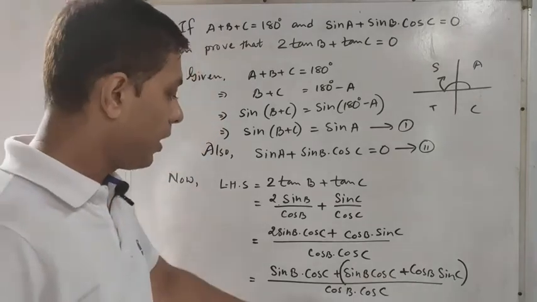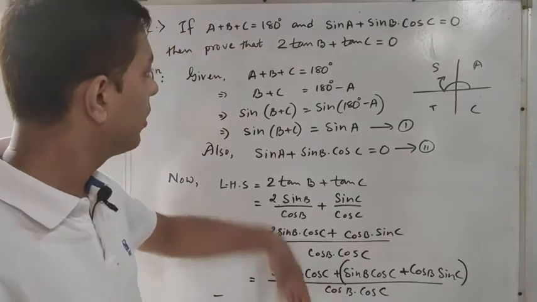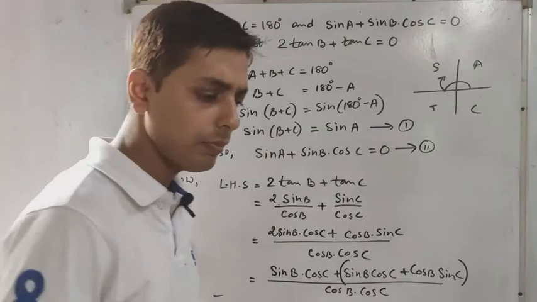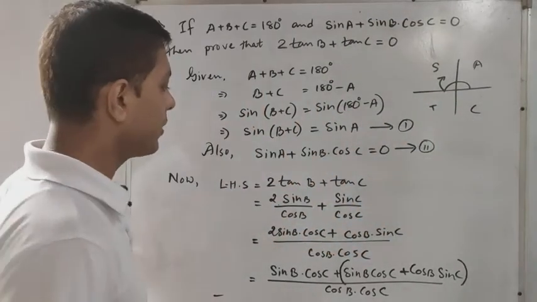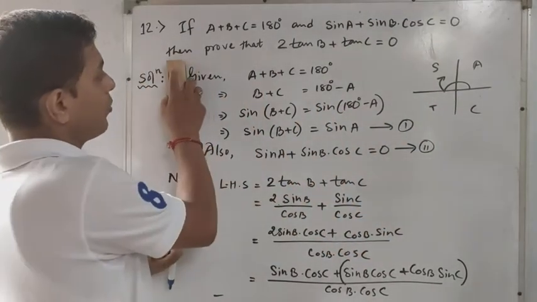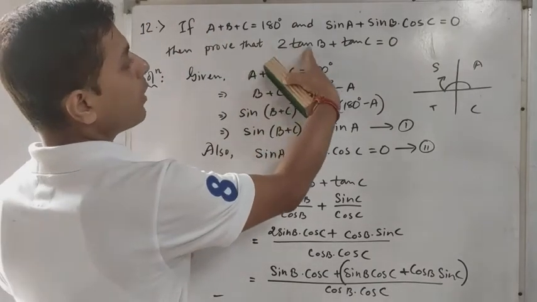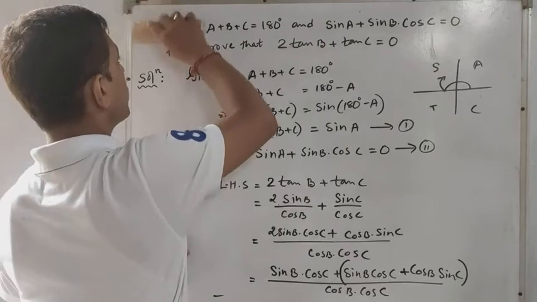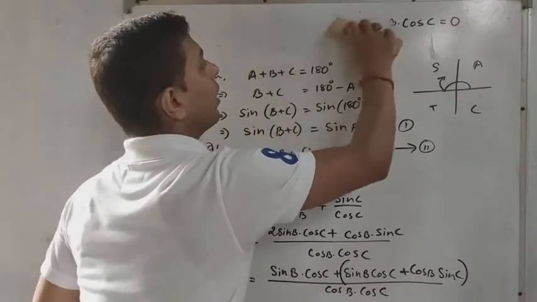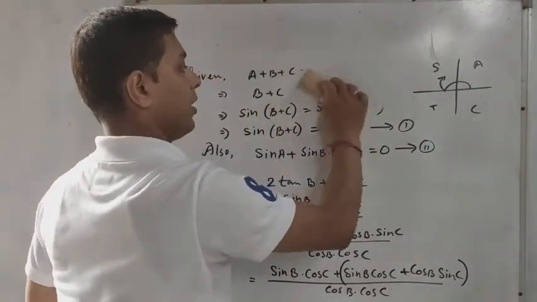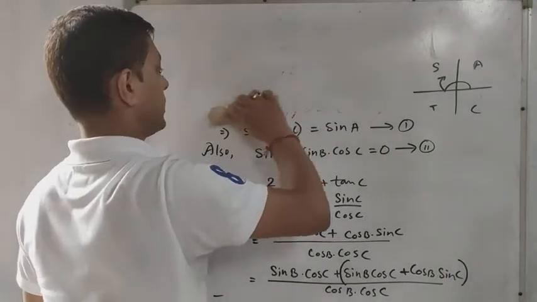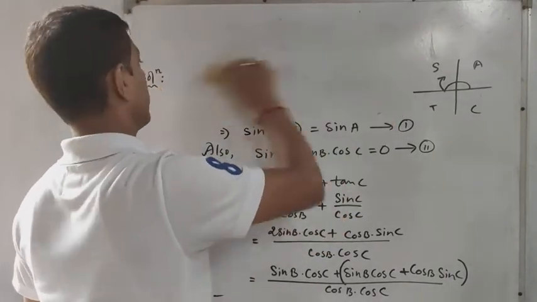Okay, let us apply. I am going to rub the upper portion so that you can understand the solution. Hope you have written up to here. I am going to wrap this question. We have to show that 2 tan b plus tan c is equal to 0. I am going to solve within this space.